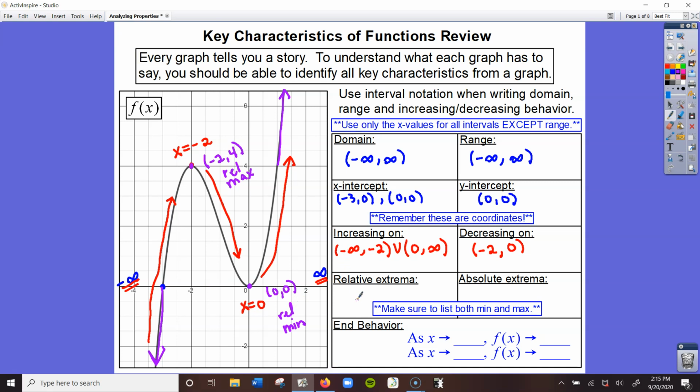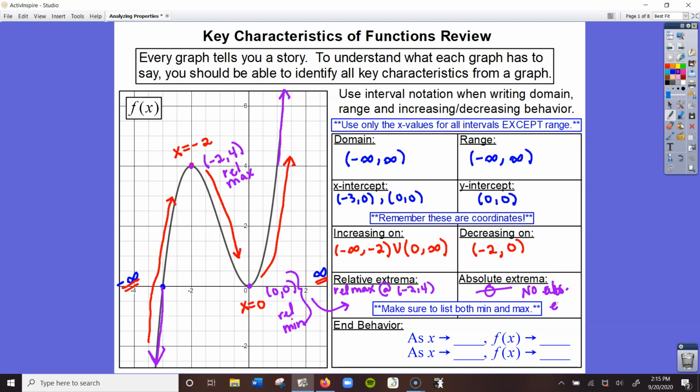When we're writing our extrema, it's important to make sure that we write down the coordinates. So for the relative maximum, we have a relative maximum at (-2, 4). And we have a relative minimum at (0, 0). Now for absolute, absolute would mean that there's nothing above it, but we can see that this graph goes down forever and it goes up forever. Therefore, there is no absolute extrema.